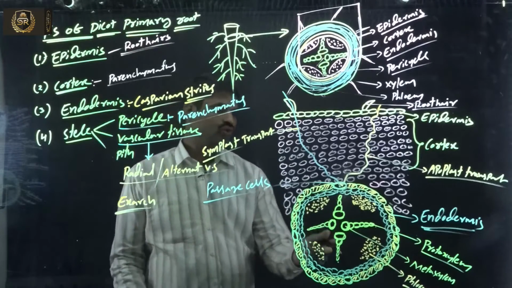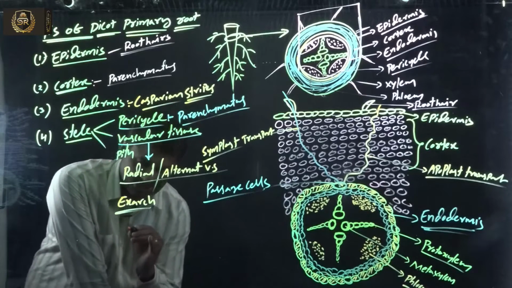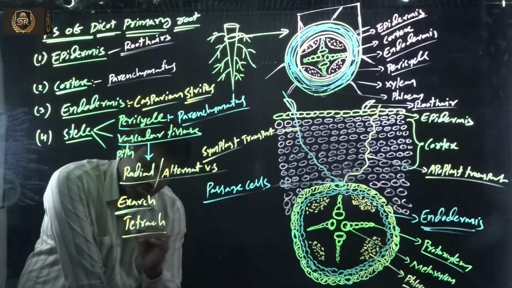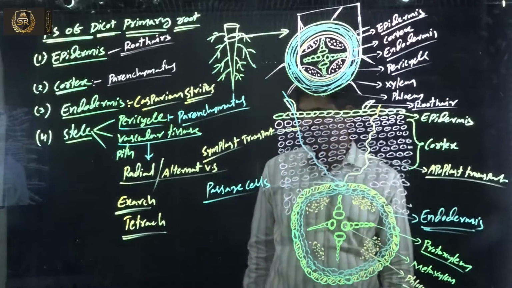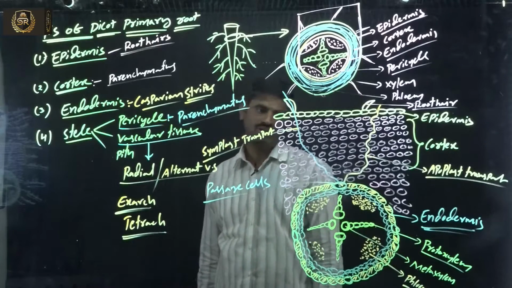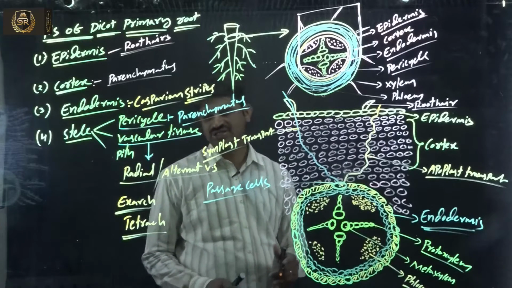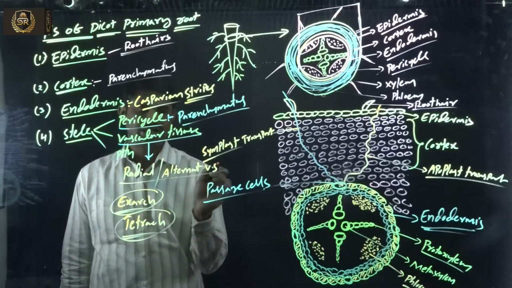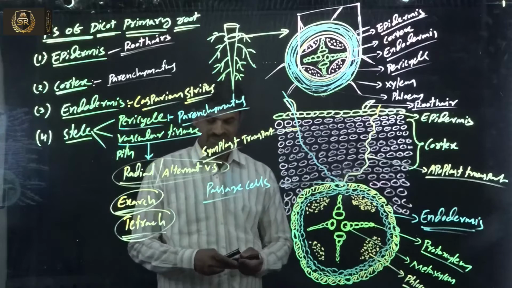Next one, 4 xylem vessels are present. How many xylem vessels are present? 1, 2, 3, 4. Four xylem vessels are present. This condition is called tetrarch condition. Exarch condition, tetrarch condition, and a radial or alternate vascular bundle are present.